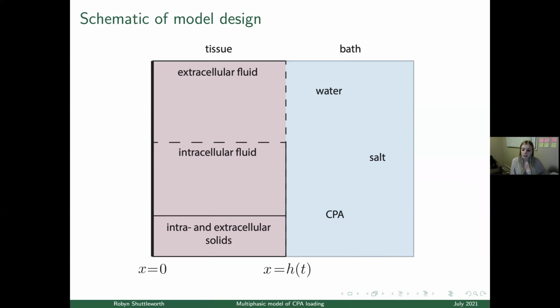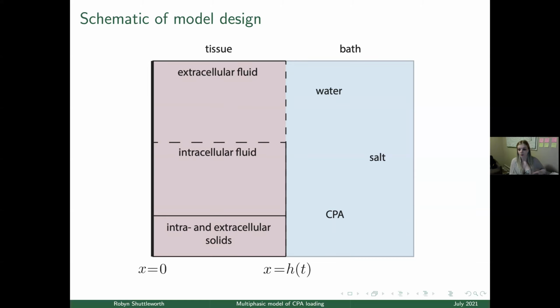And our tissue contains 3 different compartments. We have an extracellular fluid compartment, we have an intracellular fluid compartment, which is going to be all the fluids within the cells, and we have this intra and extracellular solids compartment also. Within the intra and extracellular solids, we're going to have things like the ECM, the inactive volume of the cells. This is going to be considered to be the solids part of the tissue.